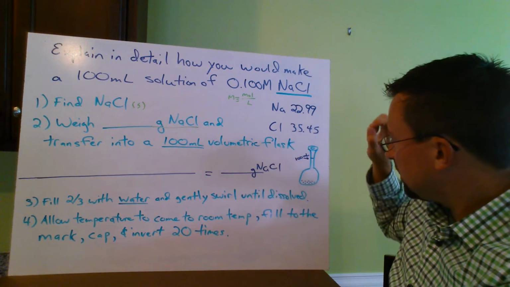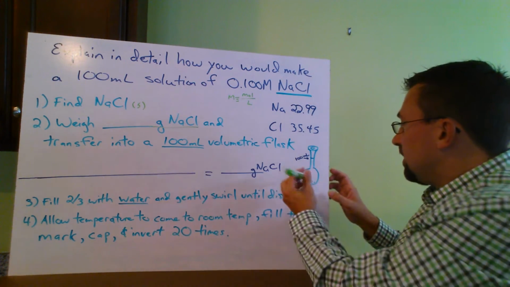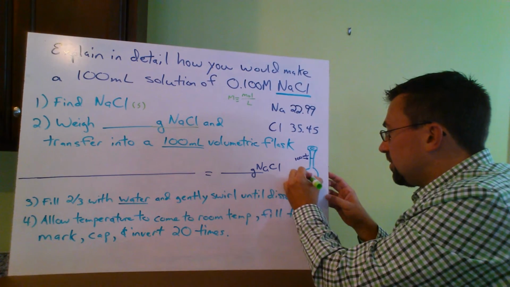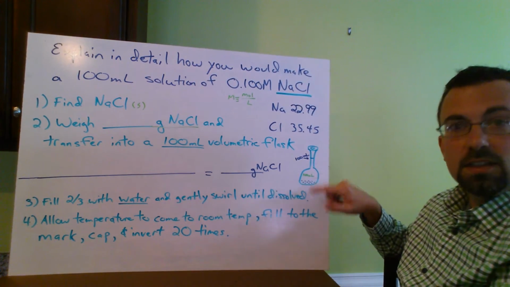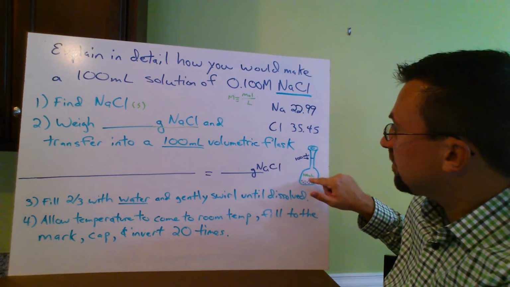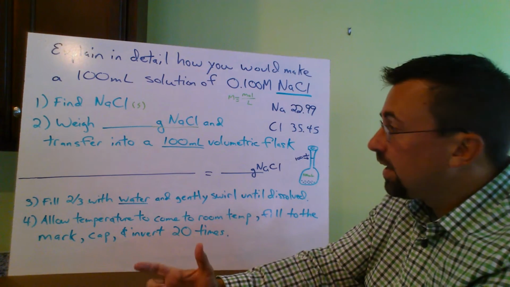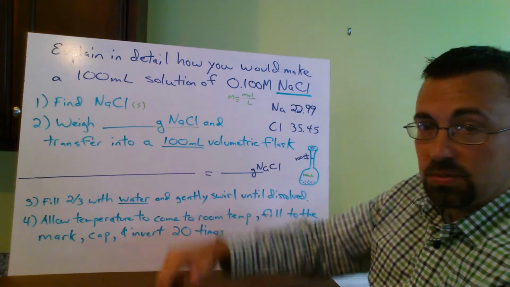It would be one of these that has a line on the neck, and it says in writing 100 milliliters on it. Can't miss it. It would have 100 milliliters written literally on the flask. Grab that, you'd be fine. Okay, so take your 100 milliliter volumetric flask, bring it over to the balance, put it next to the balance, maybe put a piece of weigh paper down, and we've got to figure out how much we need to weigh.